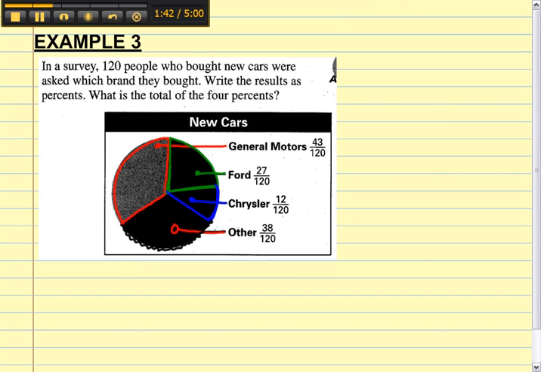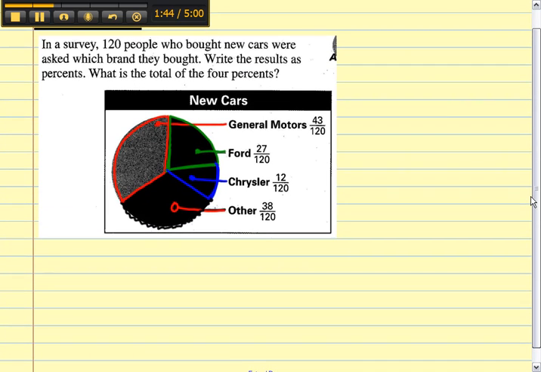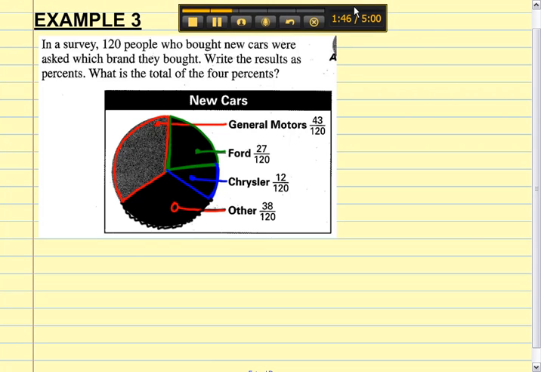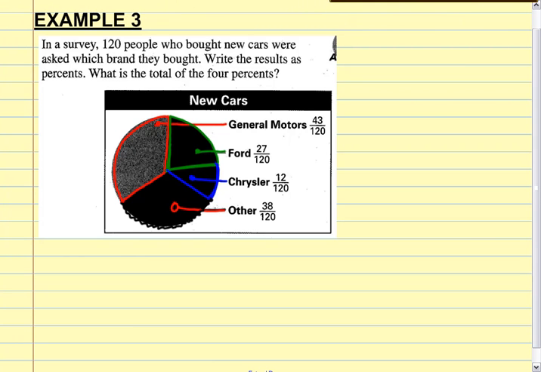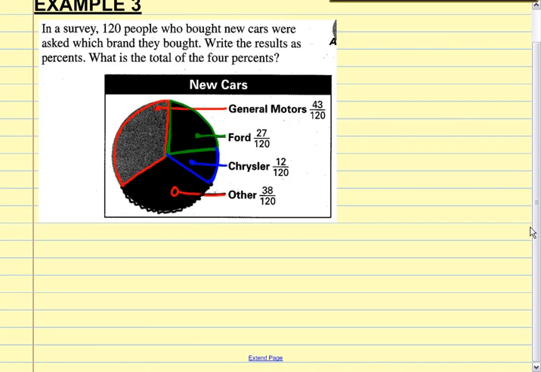Okay. Now this one says, in a survey of 120 people who bought new cars, 120 people who bought new cars were asked which brand they bought. Write the results as percents. What is the total of the 4 percents? Okay, well let's look at this. I'm going to take the first one that bought General Motors, all right? GM cars. So 43 over 120.